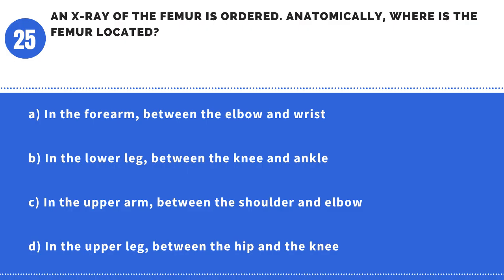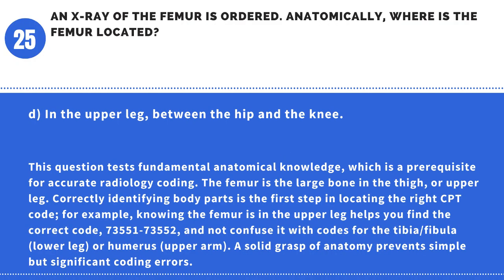Question 25. An X-ray of the femur is ordered. Anatomically, where is the femur located? A. In the forearm, between the elbow and wrist. B. In the lower leg, between the knee and ankle. C. In the upper arm, between the shoulder and elbow. D. In the upper leg, between the hip and the knee. Answer: D. In the upper leg, between the hip and the knee.